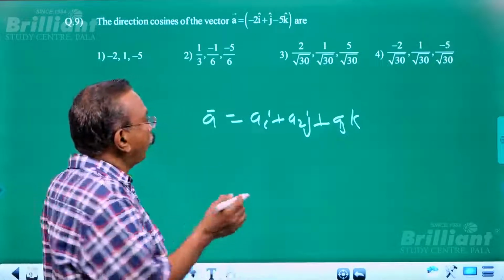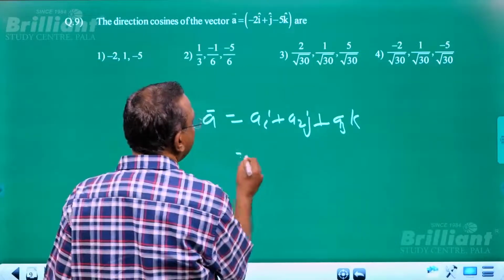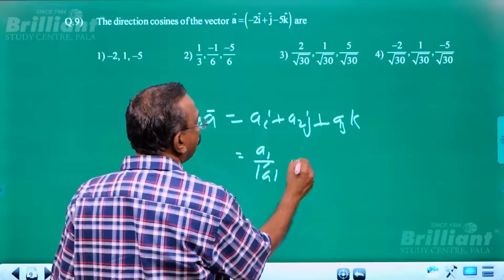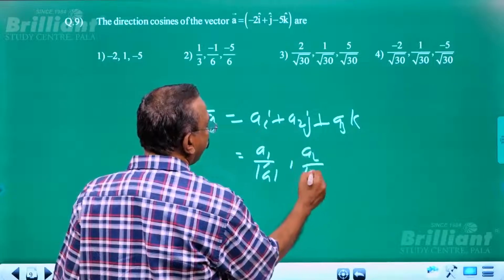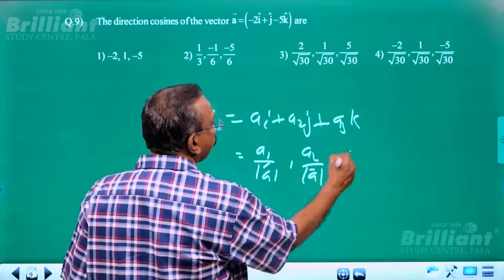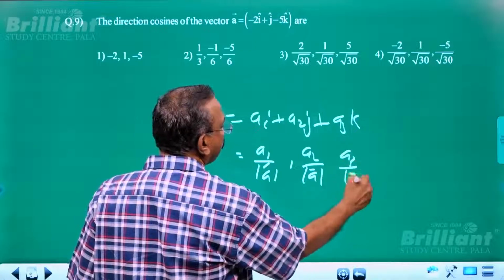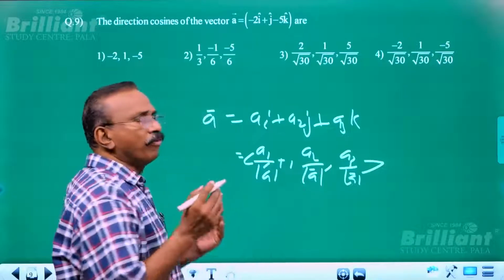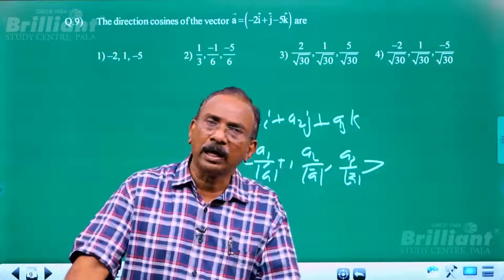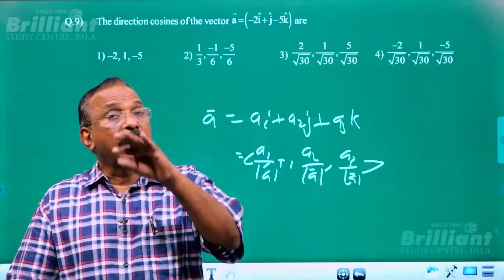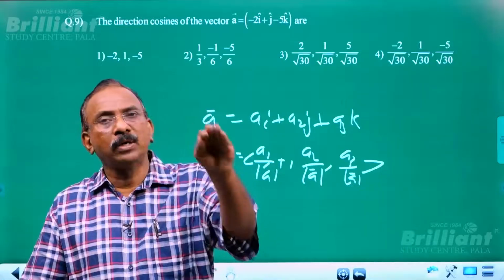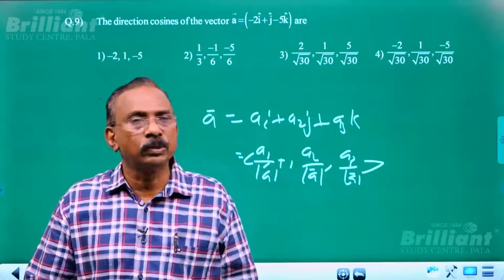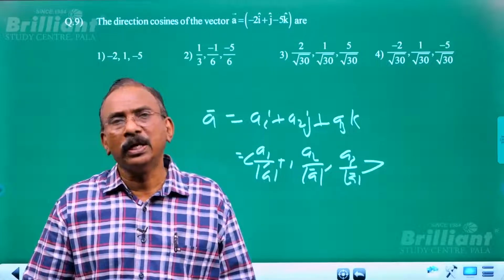So, if you are identifying the direction ratio, this is equal to A1 divided by mod A bar, and A2 divided by mod A bar, and A3 divided by mod A bar, which are actually the direction cosines. So, you just find a unit vector and write down the answer. You can keep all of them with the plus sign, or multiply all with the minus sign, which may also be the direction ratio. That is the only situation.